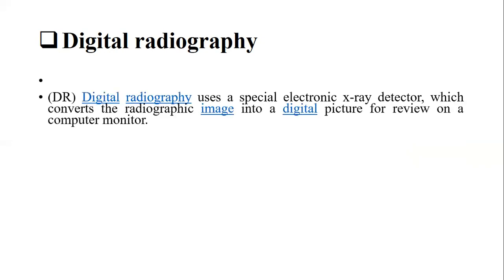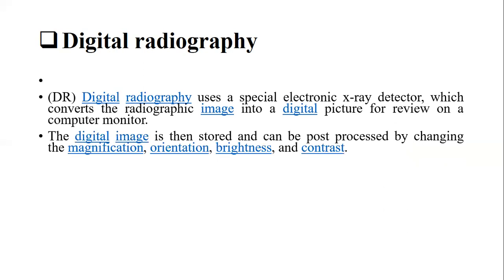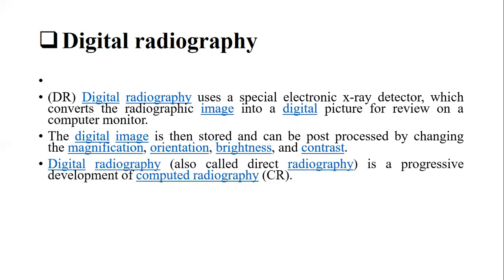Next is digital radiography. It uses a special electronic X-ray detector which converts the radiographic image into a digital picture for review on a computer monitor. The digital image is then stored and can be post-processed by changing the magnification, orientation, brightness, as well as contrast also. Digital radiography, also called direct radiography, is a progressive development of computed radiography.